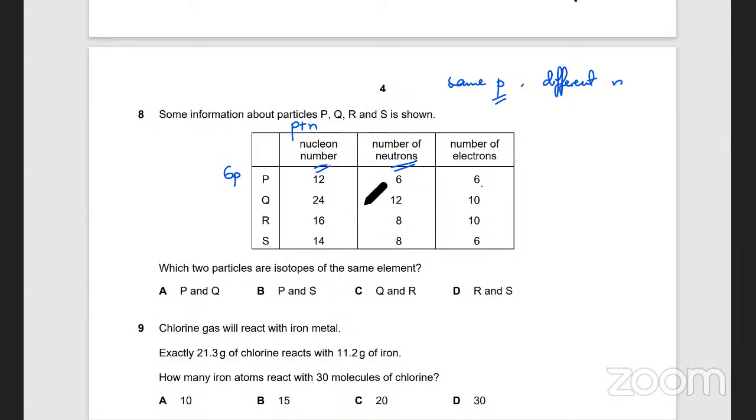How many protons does the second one have? 12. And the next one? 8. And the last one? 6. So the same elements are P and S, because their protons are exactly the same but their neutrons are different. So which answer is P and S? That's going to be B.